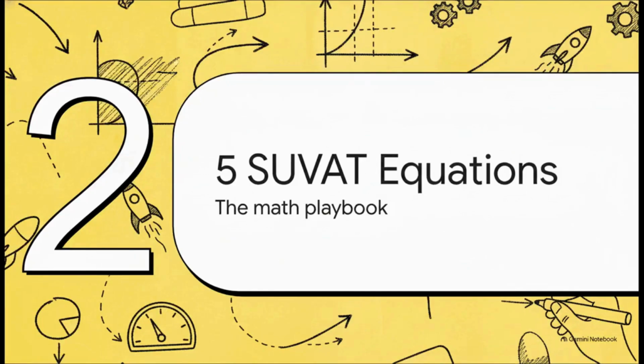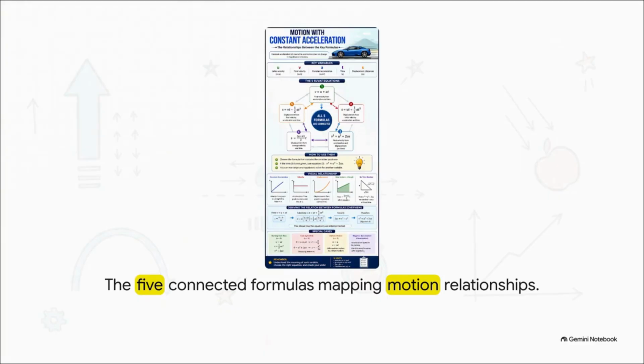Moving right along to part 2, the 5 SUVAT equations. Now, check out how this all comes together. These aren't just random formulas thrown on a page. They're an interconnected family. You can actually map them out like a pentagon. Up top, we have equation 1, v equals u plus at, finding your final velocity. Down the sides, we see the displacement variations, like s equals ut plus 1/2 at squared. What this map is really showing us is that every single equation just uses a slightly different combo of our SUVAT variables to cover any possible blind spots in our knowledge.